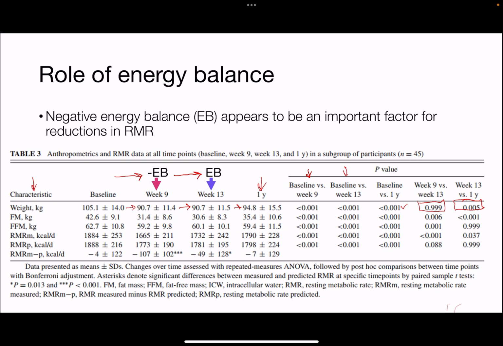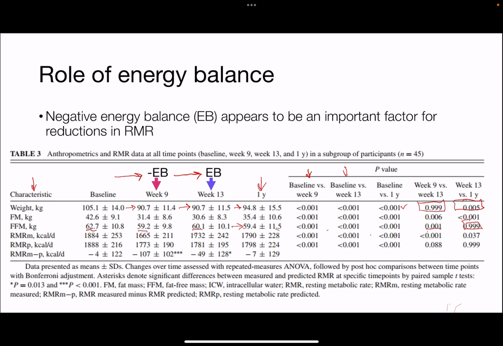Now let's look at fat-free mass. Fat-free mass also decreases. It increases a little bit, but not significantly at week 13, and we can check that. Oh, it is significant. Huh. I wouldn't have expected it, but week 9 versus 13 is different. Okay, well, it's very, very small. And then we see that it remains similar, and not significantly different between 1 year and 13.